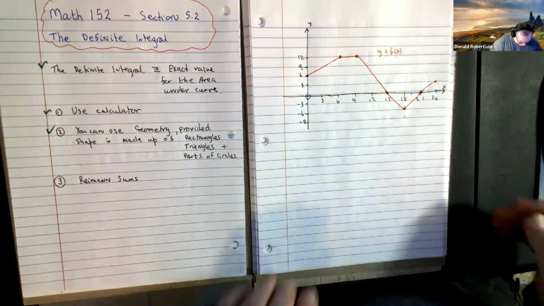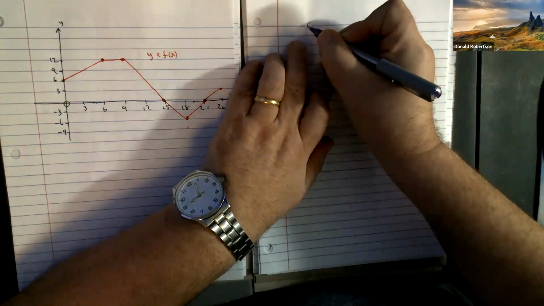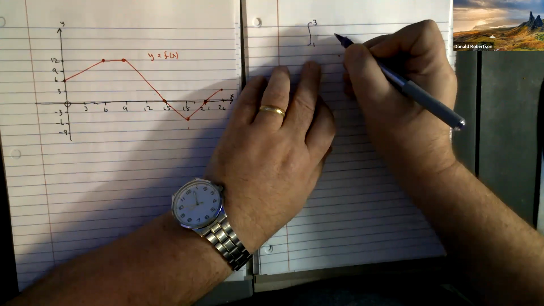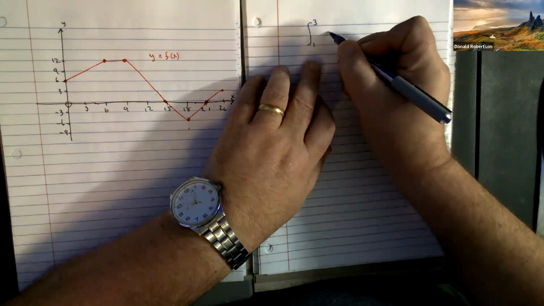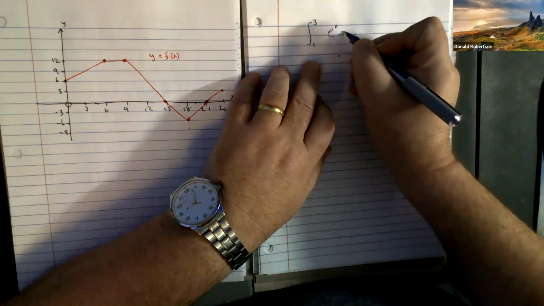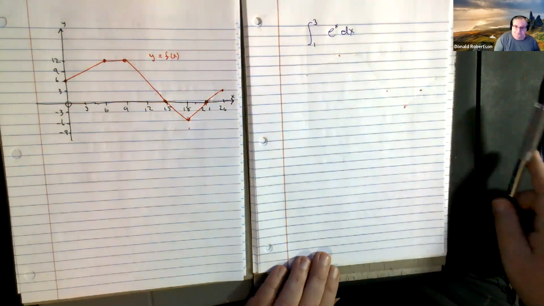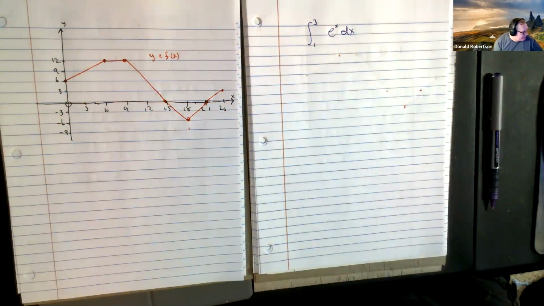So let's start with the first one. That is not the first one, that will be my second situation. I'd like to know the exact area under the curve from 1 to 3 of, I don't know, e to the x dx. Well, a calculator pretty much does everything for you.